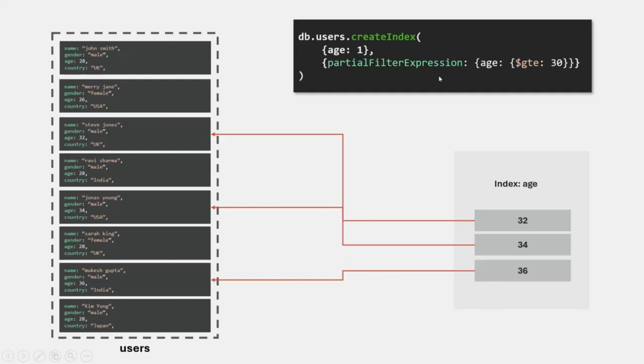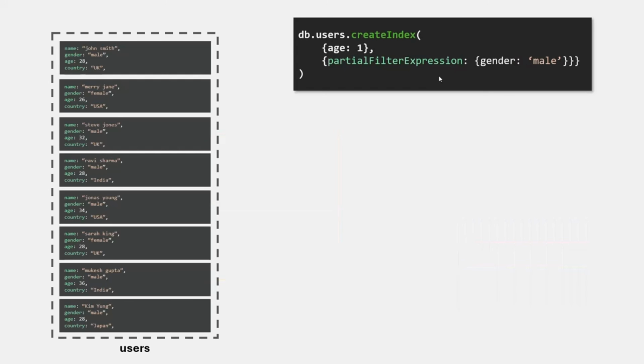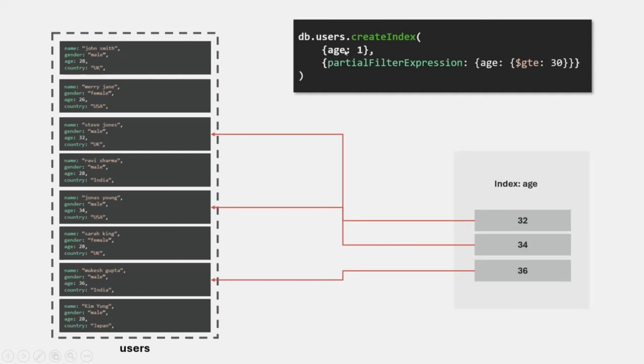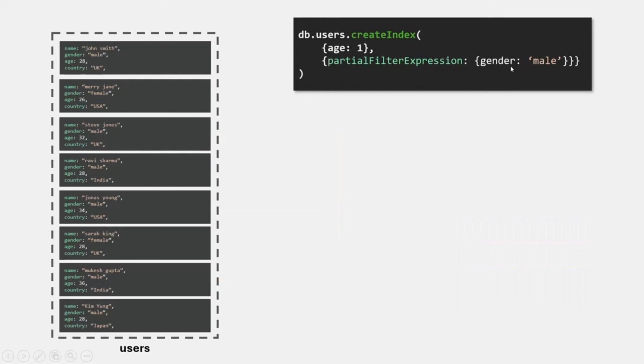Let's take another example. In this example, again, I want to create an index on the age field. In the previous example, we created an index on the age field and we also used the age field for the condition. But this is not mandatory. You can have a different field for writing the condition. So in this example, we are creating an index on the age field, but we are writing the condition for the gender field. In the partial filter expression, we are using the gender field.